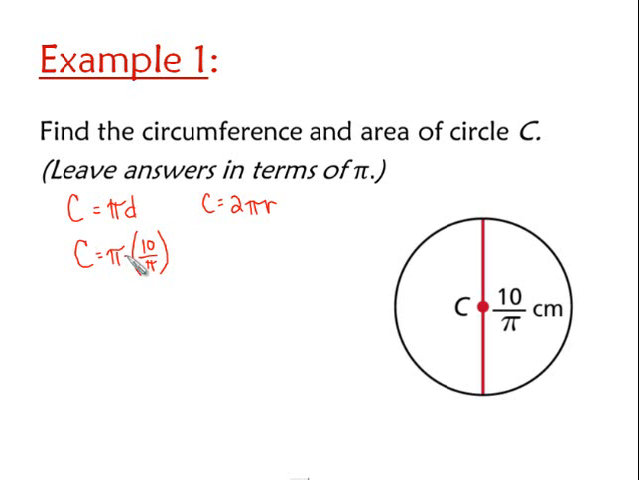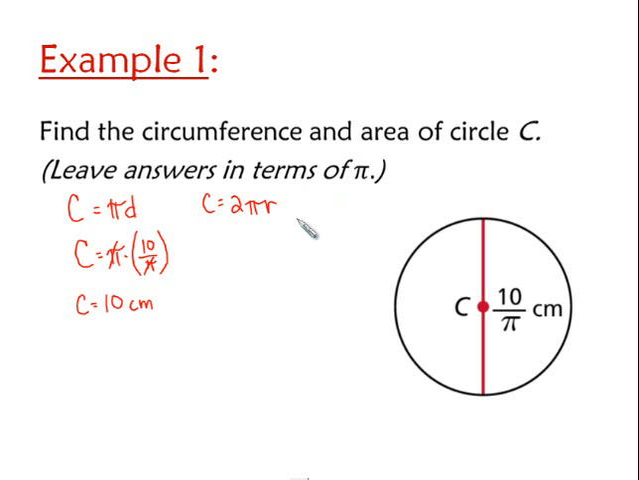If you look here, these two are multiplying each other. Here I have pi on top in the numerator, and here I have pi in the denominator. So these will both cancel, leaving just 10. So this tells me that my circumference is 10 centimeters.